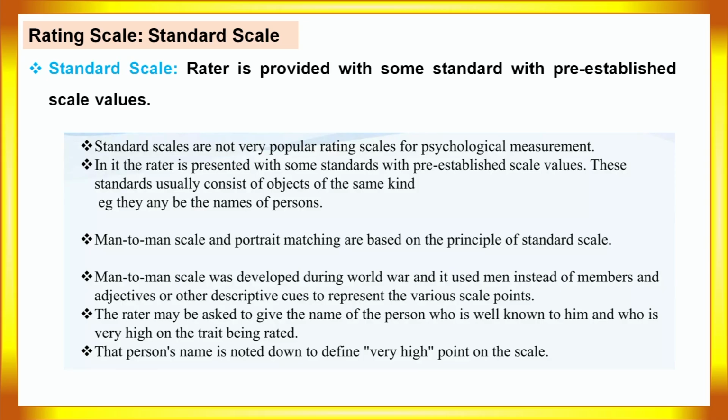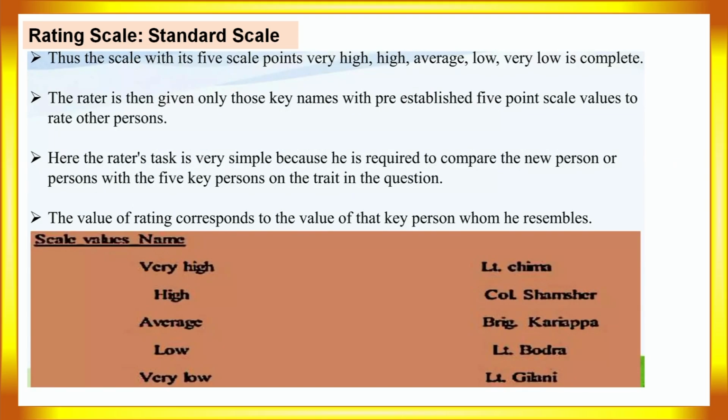The man-to-man scale was initially developed during the time of the World War, and it replaced the adjective or descriptive cues I was talking about as part of the numerical anchor or the graphic rating scale. It was replaced by a particular individual who can best represent that particular quality. If you take an example, it will be much clearer. Like you categorize all the officers in a military unit based on their qualities. If you talk about courage, it may be Lieutenant Chima. If you talk about initiative, it may be represented by Colonel X.